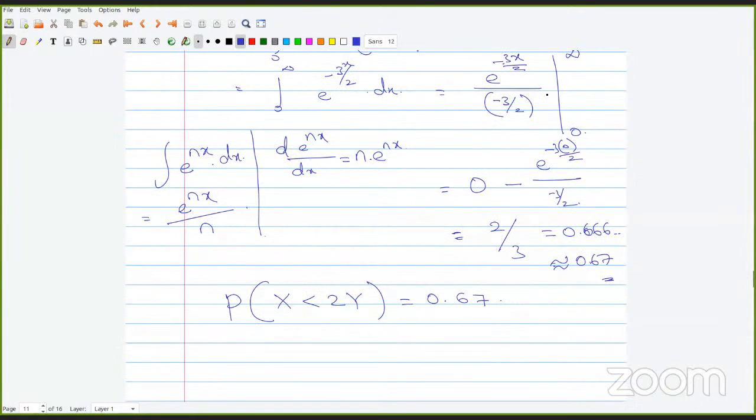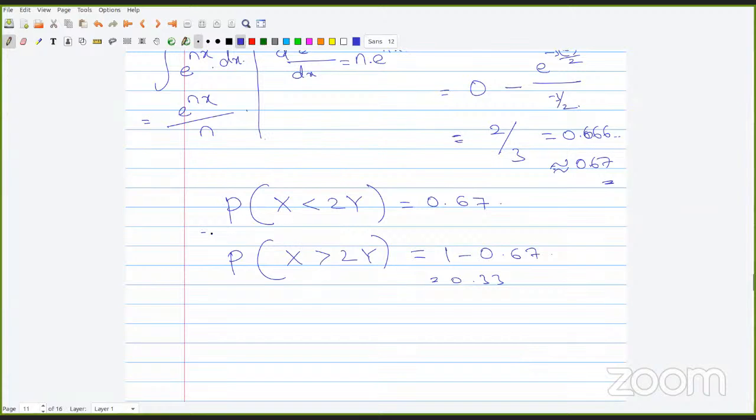One question here: now tell me, what is the probability that x is greater than 2y? 1 minus 0.6. 0.33. Okay.